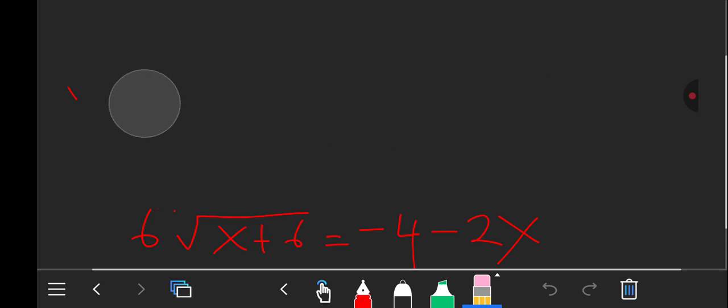Now the equation is interesting here. What can we do again? At this point, let's square again.